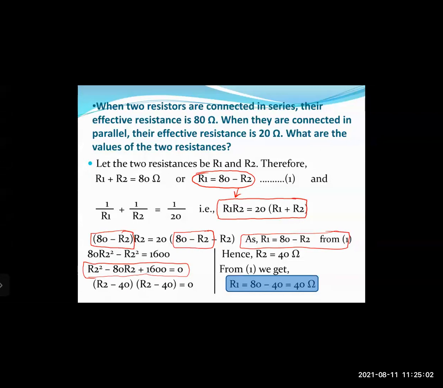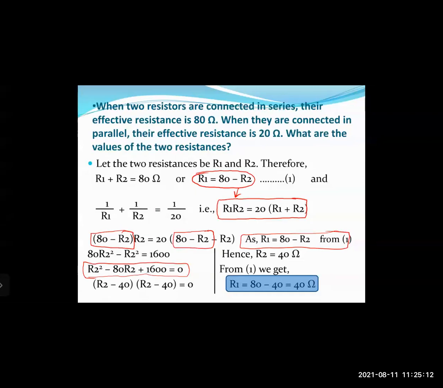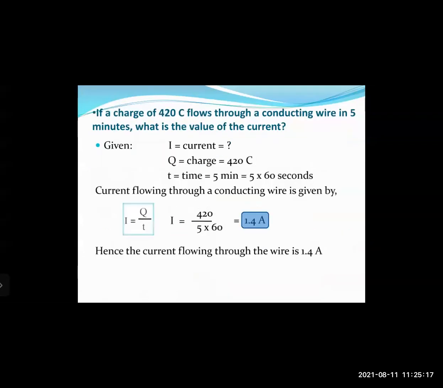So हमें क्या मिला? R2 का वैल्यू मिल गया ना 40. तो अगर हमें R2 का वैल्यू मिल गया तो R1 की वैल्यू मिल सकती है ना? R1 की वैल्यू मिल जाएगी 40. What the point here? So we have used the indirect method again to calculate. Okay. Now let us look at the next numerical.